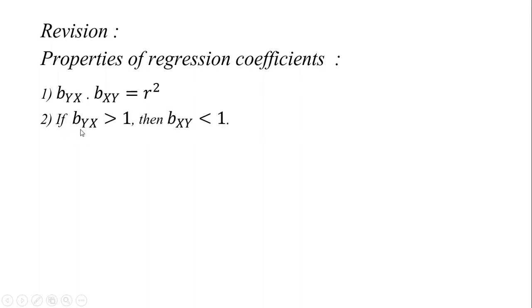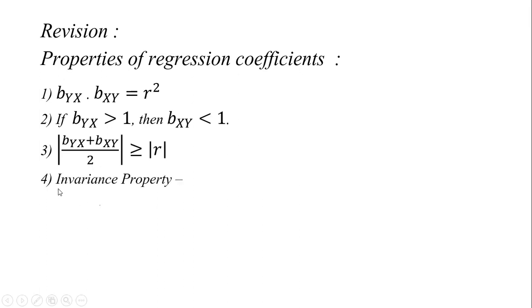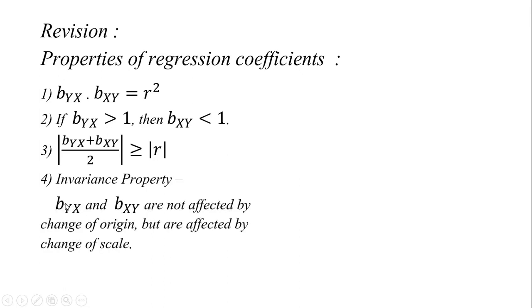Second property, if byx is greater than 1, then bxy is less than 1. Third, modulus of (byx plus bxy) upon 2 is greater than or equal to modulus of r. And fourth property, which is known as invariance property: byx and bxy are not affected by change of origin but are affected by change of scale.